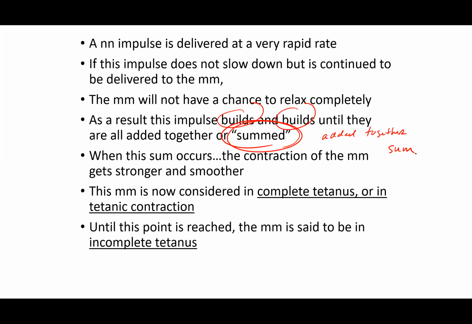When the sum occurs, the contraction of the muscle gets stronger and smoother. Once that happens, the muscle is considered in complete tetanus, or tetanic contraction. They're AKAs of each other. So you are now in complete tetanus. Full muscle contraction, everything has been summed together, and it is enough of a graded response to now operate the task at hand, picking up the pencil or picking up the weight.